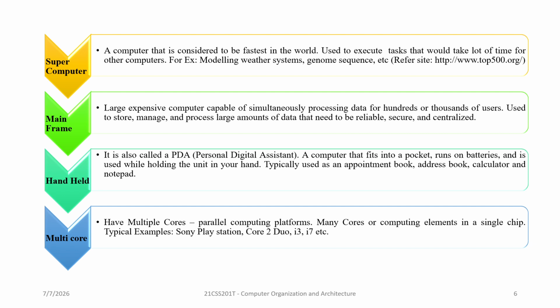Next one is multi-core. Multi-core means it contains multiple cores, that is, a parallel computing platform. Many cores are computing elements in a single chip. Typical examples are Sony PlayStation, Core 2 Duo, i3 and i7. These are multi-core.